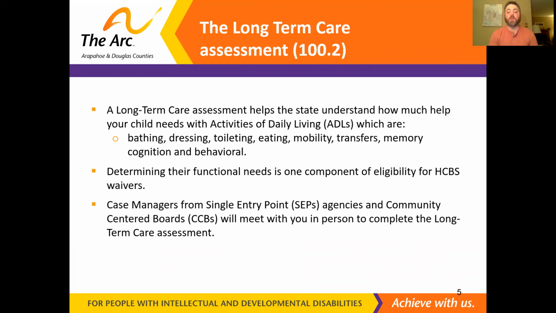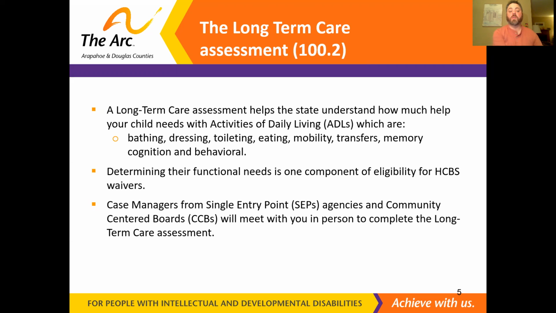Again, case managers at single entry points or community center boards will meet with you, typically in person. During COVID, that's not necessarily the case, they're doing them online, but to do this long-term care assessment. So again, we talked last week about getting Medicaid and how that's important. And so once you're in Medicaid, then we can look at these waivers. And so in doing so, once you make contact, you're going to go through this assessment that's going to talk about their daily living skills.